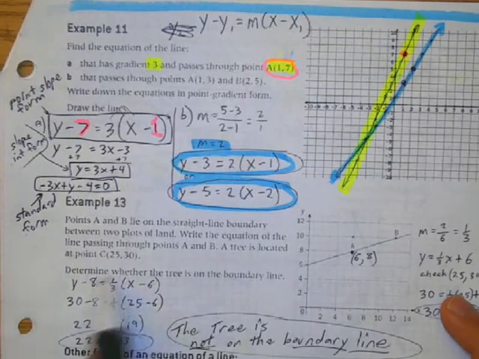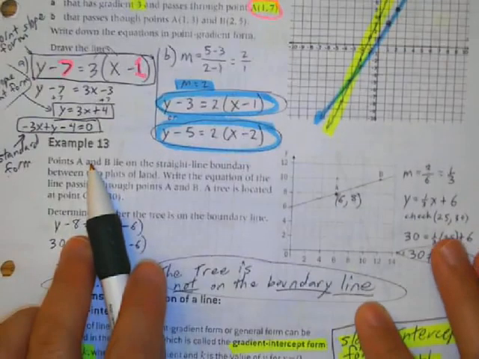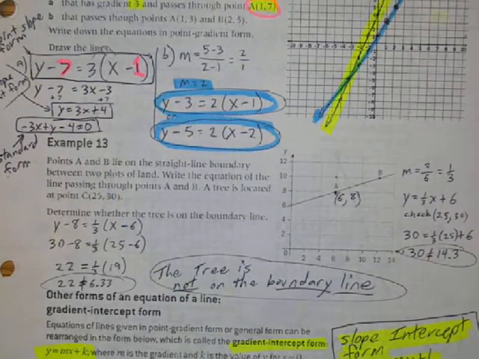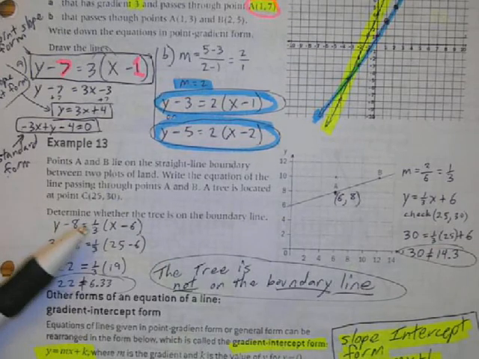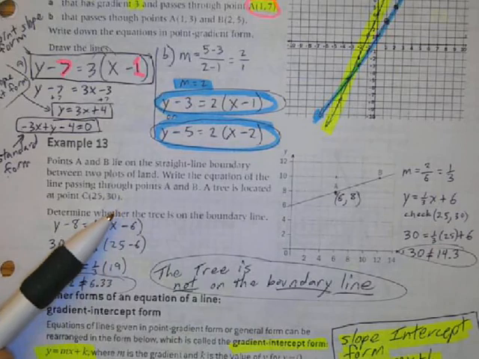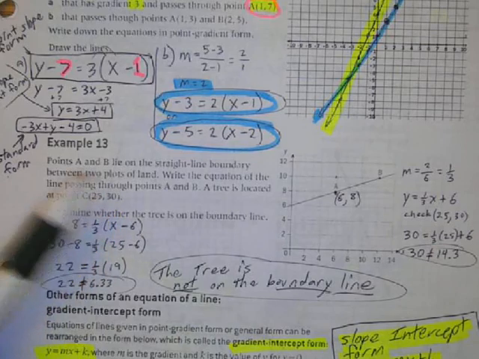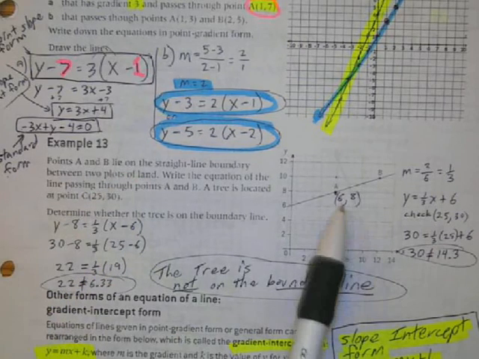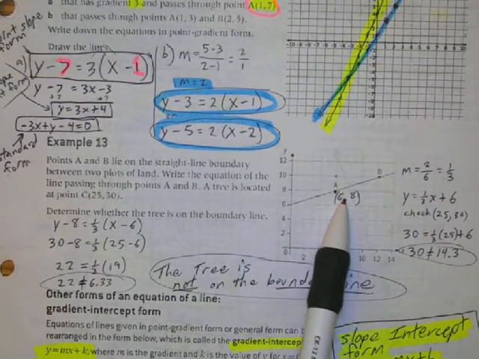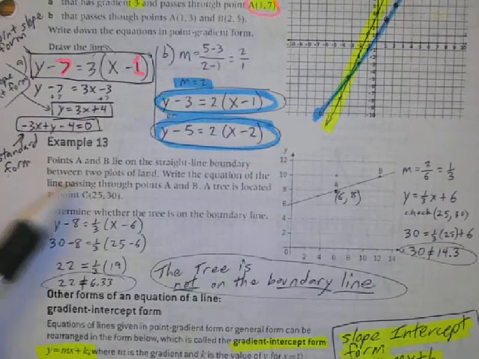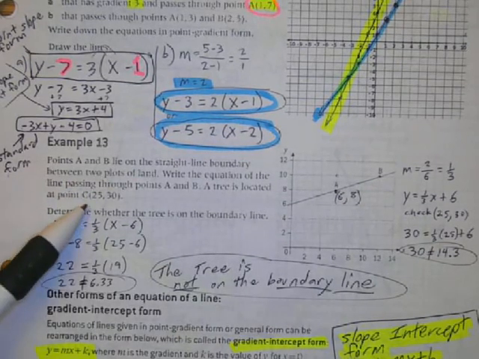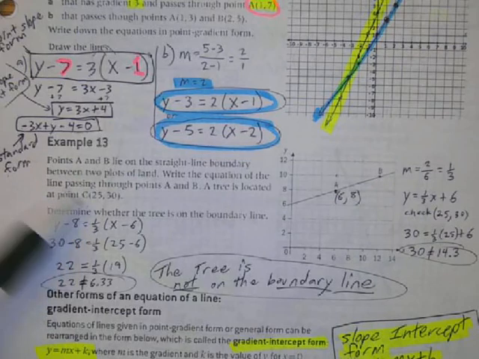Okay, question 13. Here we've got an equation. They've given me a point, and they've given me 2 points here, and they want to see if this point is on the boundary line. So the first thing I do is I wrote the equation. There were a couple ways I could have done this.